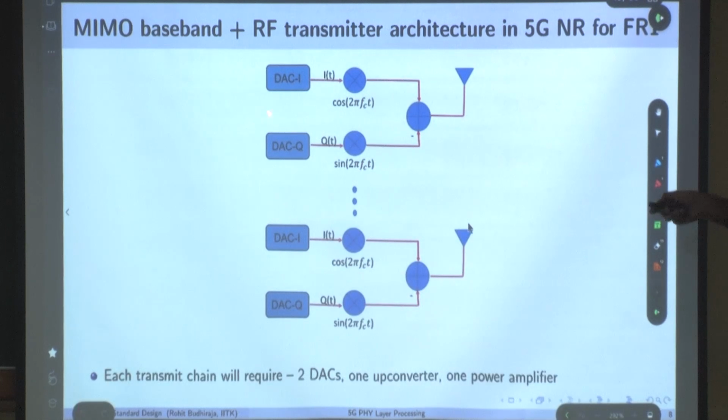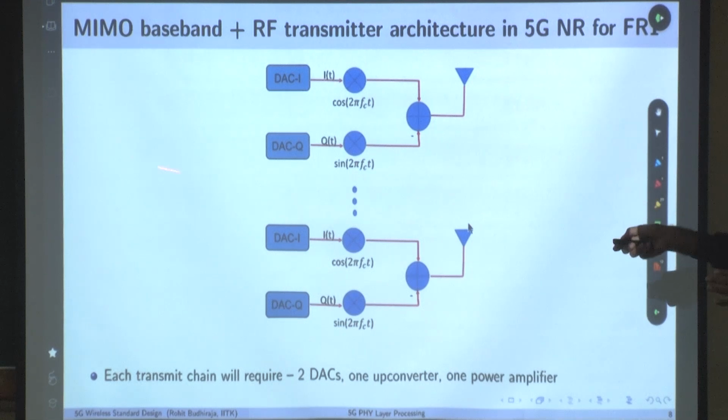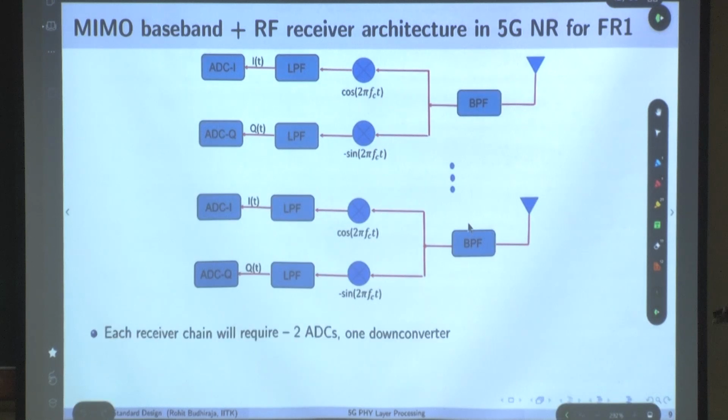Let's go back. You are getting the digital signal for each of these antennas separately, and you do the digital domain processing exactly. In the frequency domain, take the IFFT, then add the CP and feed it to the DAC. So the complete digital processing for each chain is being done at the transmitter as well as the receiver. That's why I am calling this a fully digital architecture.